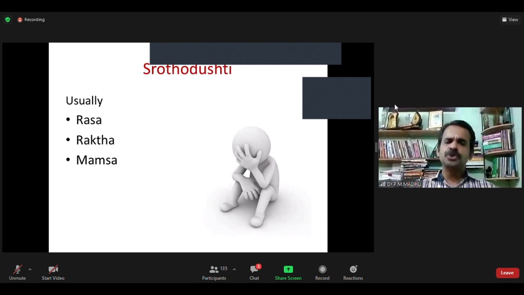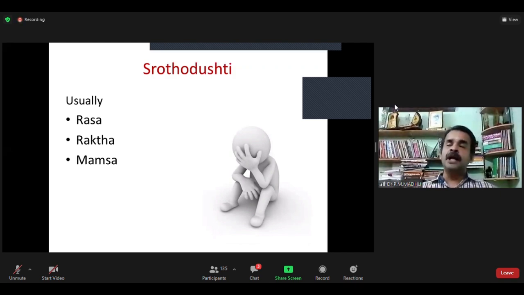So usually Rasa, Rakta and Mamsa are involved, and you should identify the associated symptoms. Associated symptoms means, if Rasadhatu involvement is there, Rasavaha Srotas is involved, then other symptoms, the Rasavaha Srotodushti Lakshanas, like Asraddha, Arochaka, Aruchi, Hrullasa, Arasajnata, Panduta, Srotorodha, Klaibya, Angasada, like that, other associated symptoms also will be there in those patients. So that also we have to identify.